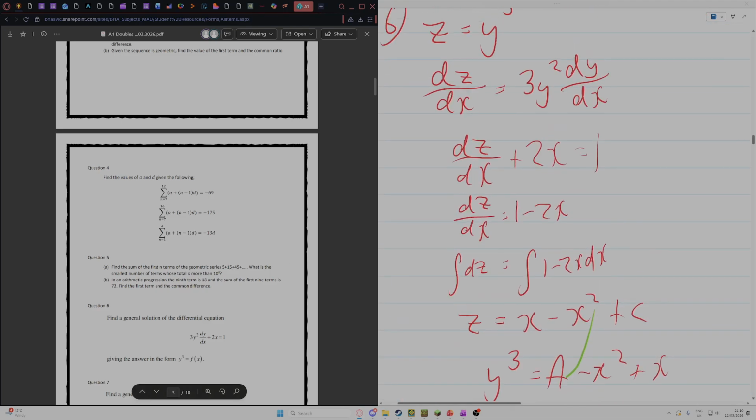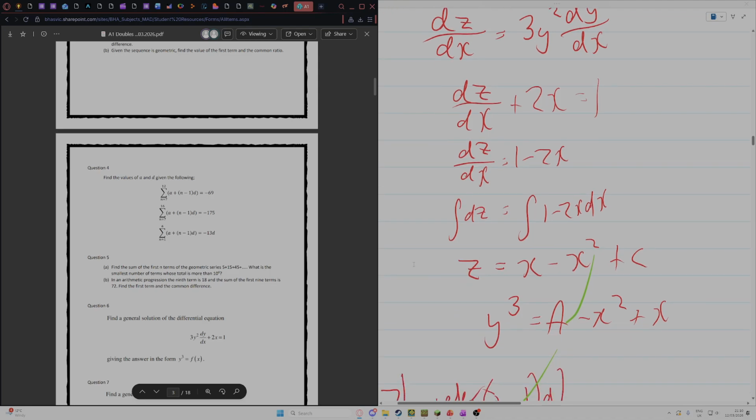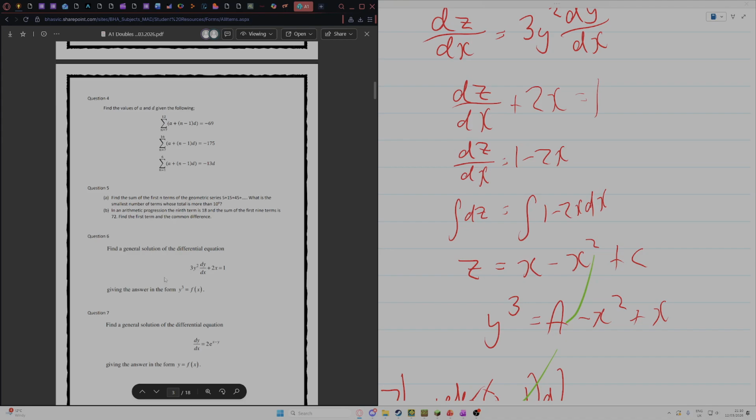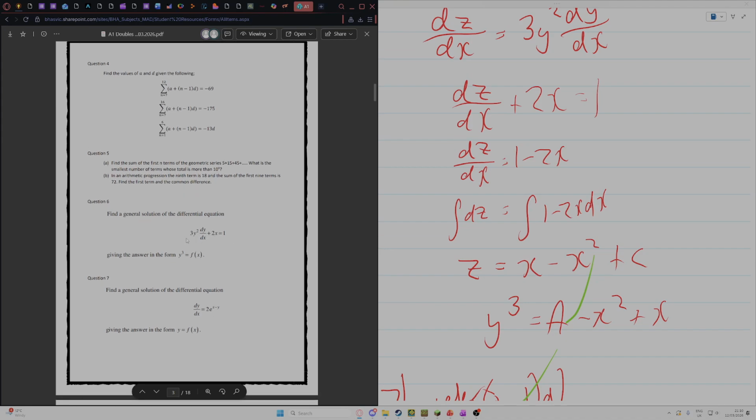Alright, next question. Again, do not follow what I did. I did something called a reducible DE, which is not what you're meant to do. I think what you're supposed to do is divide by y cubed. Take away 2x from both sides, divide both sides by 3y squared, and then do separation of variables. Or not even that, you just take away 2x from both sides, multiply both sides by dx, and then you integrate. Ignore what I did here.